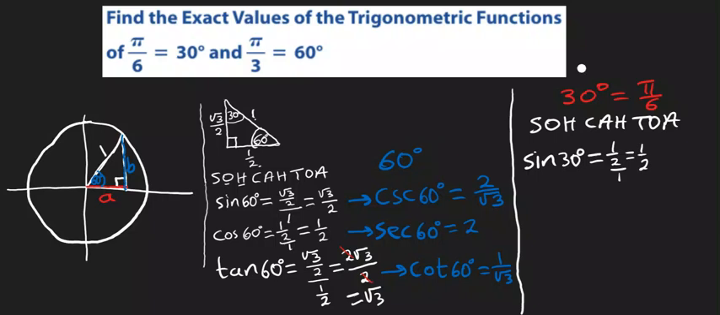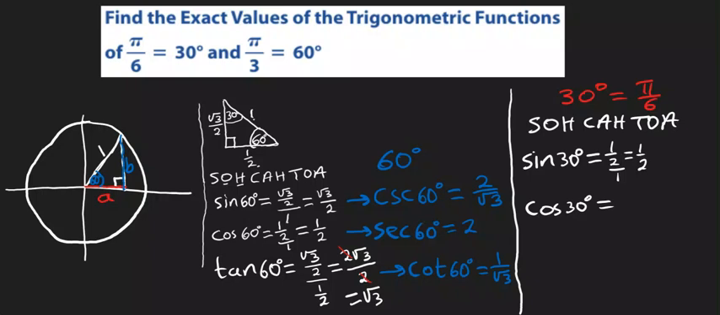Okay, and let's have the cos 30 degrees, which is equal to adjacent over hypotenuse. Here the adjacent will be the square root of 3 over 2. The hypotenuse is 1, so divided by 1, this gives us the square root of 3 over 2.